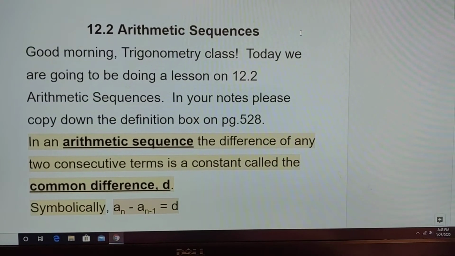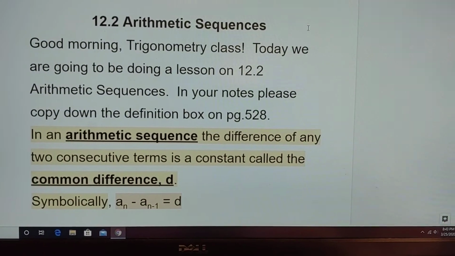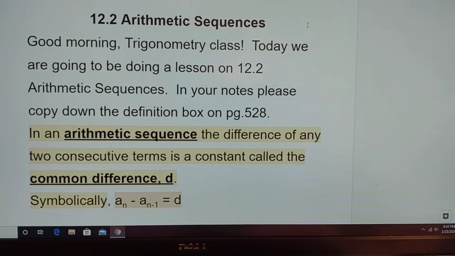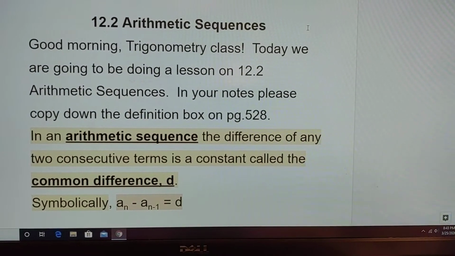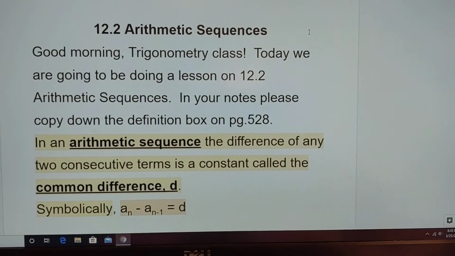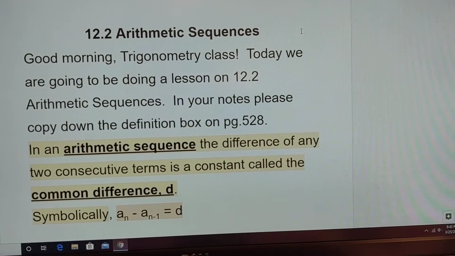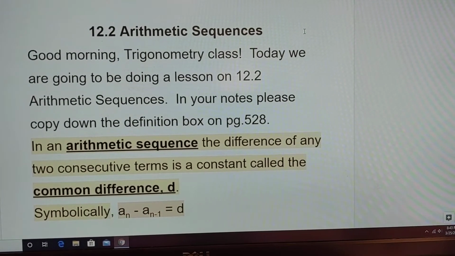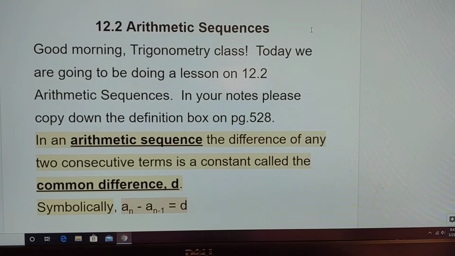Good morning, trigonometry class. Today we are going to be doing a lesson on 12.2, which is entitled Arithmetic Sequences. In your notes, please go ahead and copy down the definition box, which is on page 528. I've written it here for your convenience. If I go too fast, please pause the video so you can copy this down.